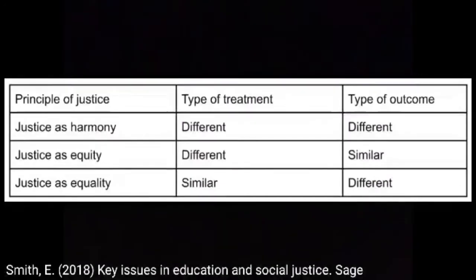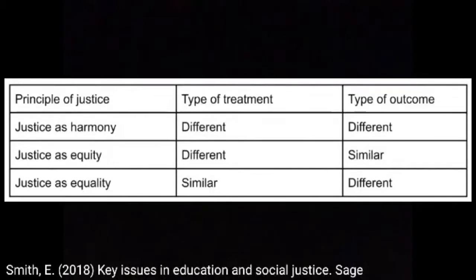Equity is based on what an individual needs, and harmony is what someone deserves. As you can see from this table, each principle of justice has a different treatment and outcome. Justice as harmony means individuals are treated differently and their outcome at the end is different, whereas justice as equity means individuals are treated differently depending on what they need, but the outcome for each person should be similar. Justice as equality means that everyone is treated exactly the same, but the outcome will be different because sometimes people need different support.